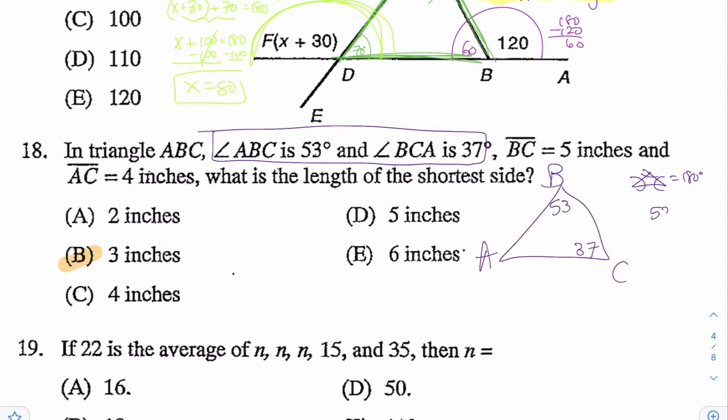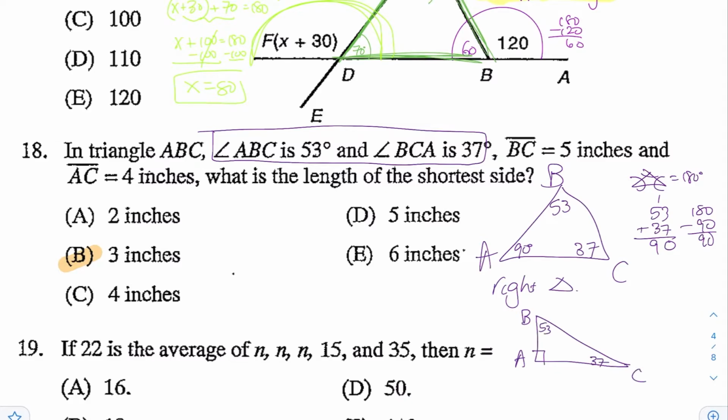Okay, so 53 plus 37, that's 90, and 180 minus 90 is equal to 90. So this is actually a right triangle. And when you have a right triangle, where A is 90 degrees, you can use the Pythagorean theorem.